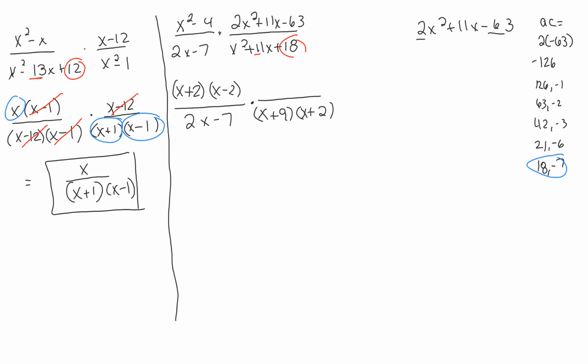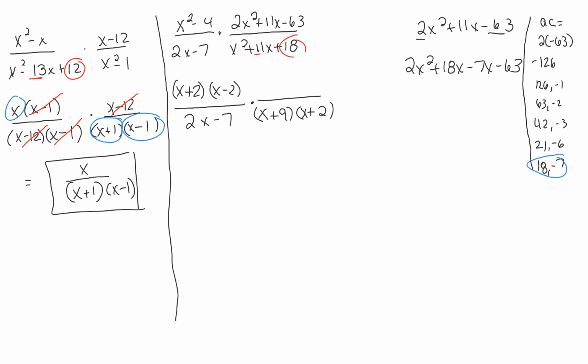So here's what we do. We completely rewrite this polynomial. And what we're going to do is instead of writing plus 11x, we're going to change it to plus 18x minus 7x. And then we'll factor by grouping. So 2x squared stays the same. But again, instead of 11x, I'm going to go plus 18x minus 7x minus 63. So you just use those factors that you found to rewrite the middle term, okay?